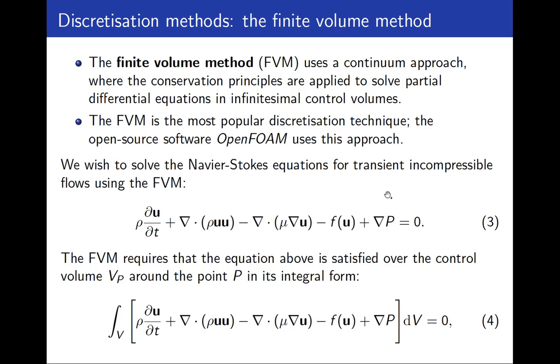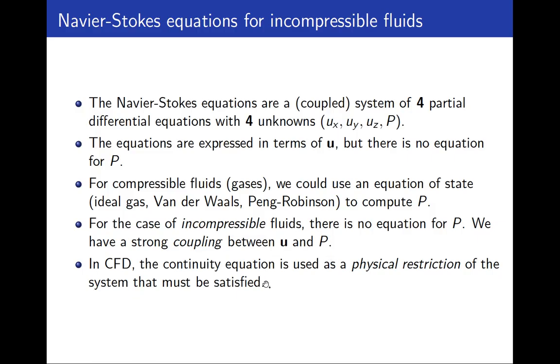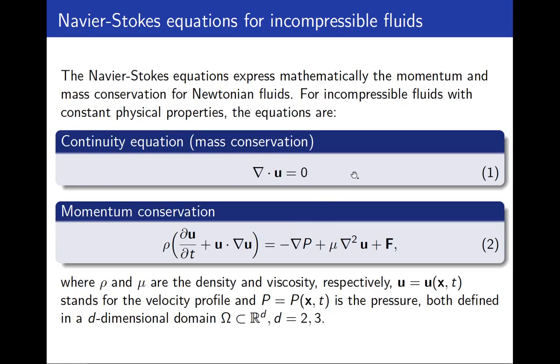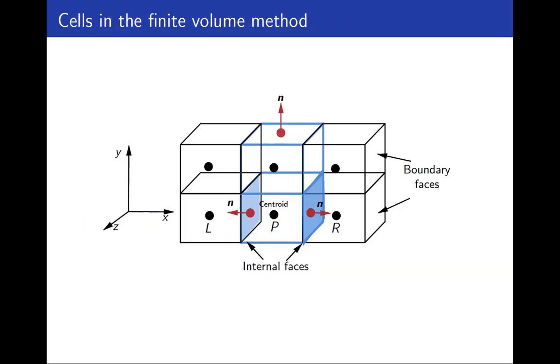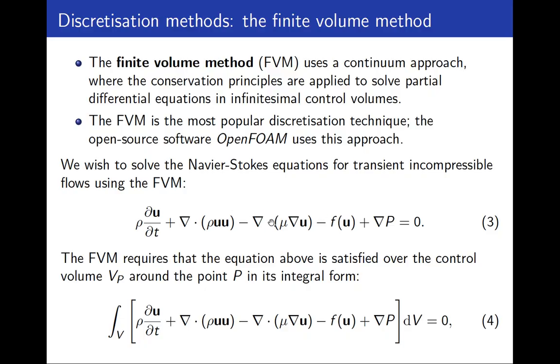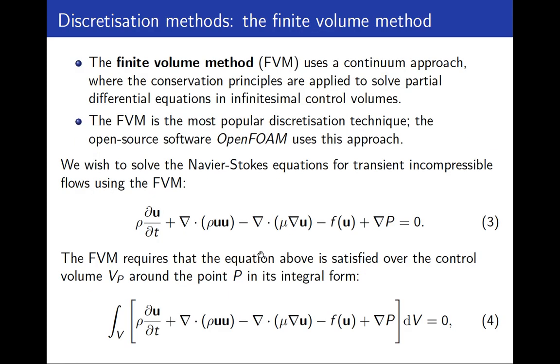We wish to solve the Navier-Stokes equations for transient incompressible flows using the finite volume method. I will be focusing first on the momentum conservation equation, because remember that I said that the continuity equation, which is this equation 1, will be used mostly as a physical restriction of the system that has to be satisfied. So in the meantime, let's just focus on the momentum conservation equation, which is this one.